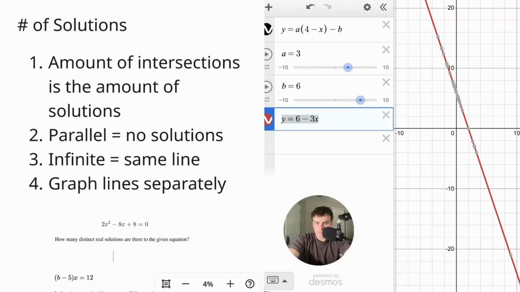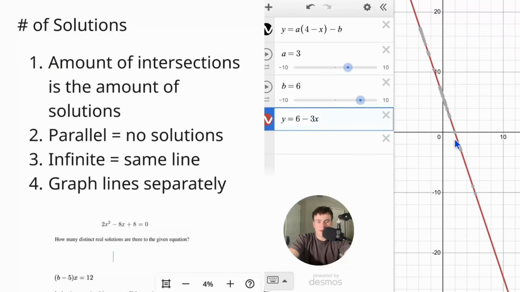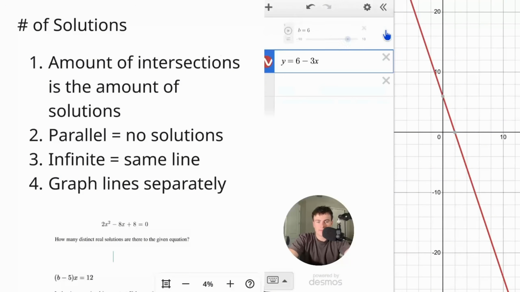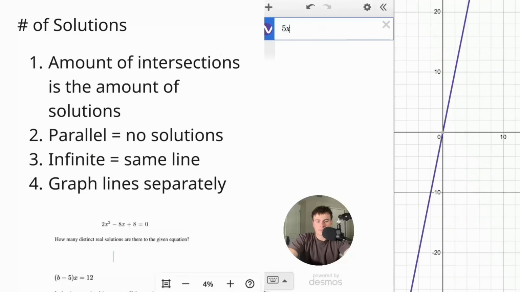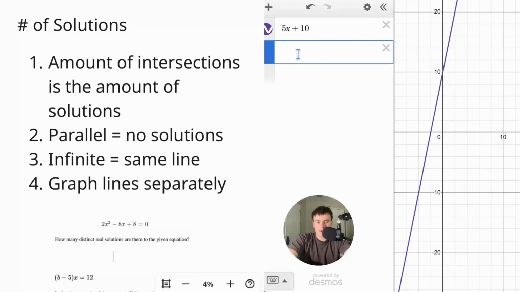And also, a solution is a vertical bar intersecting the x-axis. However, let's say for example, a lot of people get this wrong. 5x plus 10, and then you have negative 2x plus 7.